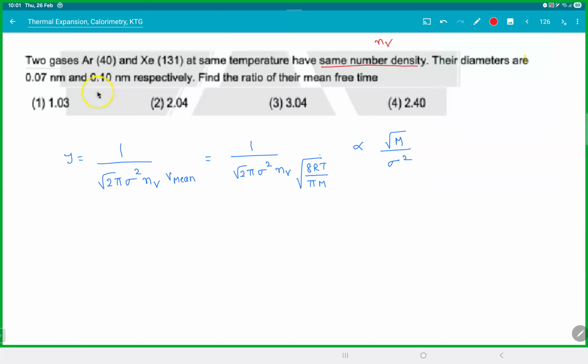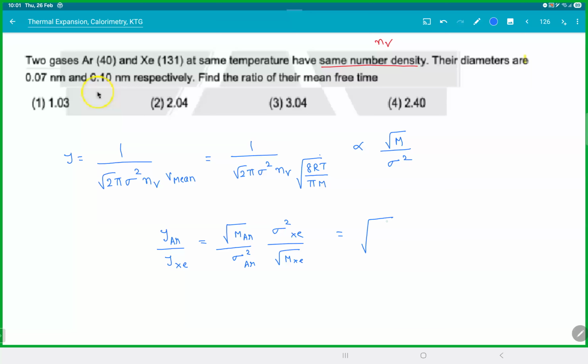So most people ignore that molecular weight. They simply write it as 1 by sigma square. So just be careful with that, nothing much. If you figured it out, I think then you're on the right track. Then the mean free time of argon by xenon is root over molecular weight of argon by sigma square of argon, sigma square of xenon by root molecular weight of xenon.